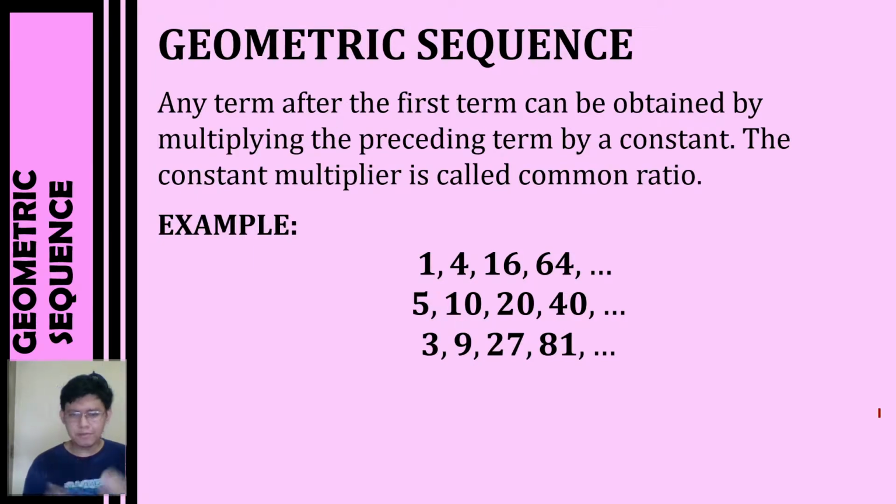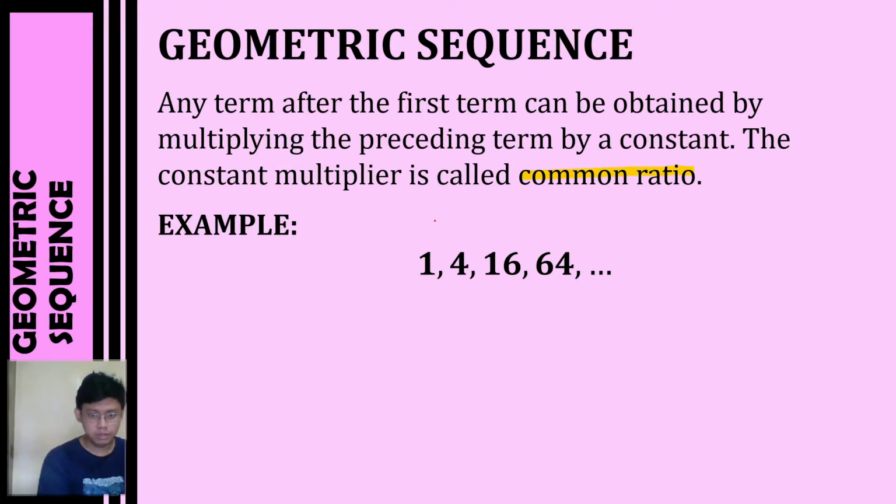So if you have a list, for example, 1, 4, 16, 64, they have a common ratio. In order for you to get the next term, you will just multiply by 4. For example, 1 times 4, we get 4. 4 times 4, we get 16. And 16 times 4, we get 64. And so on and so forth.